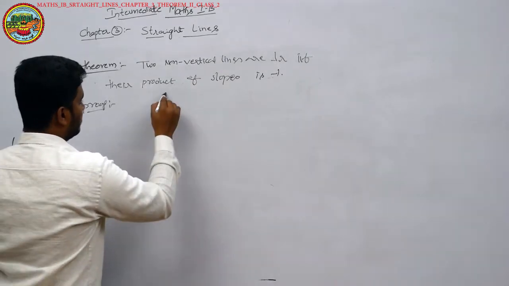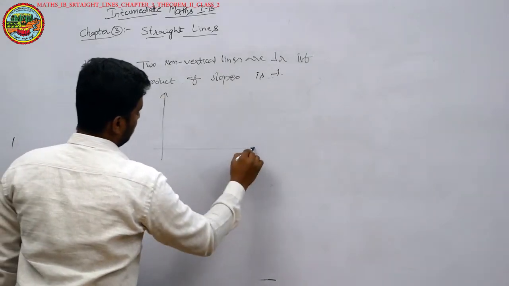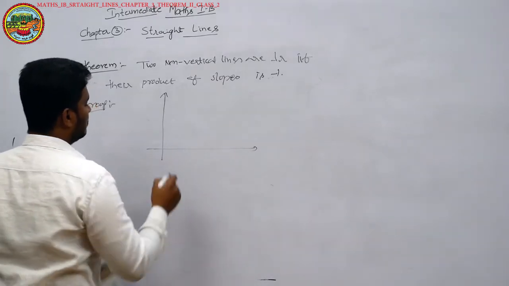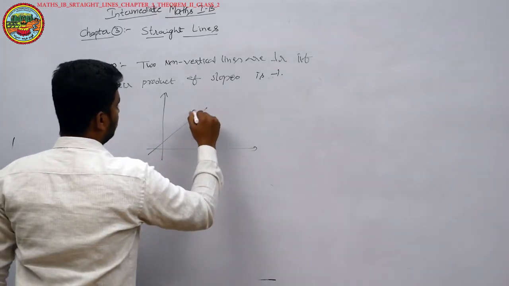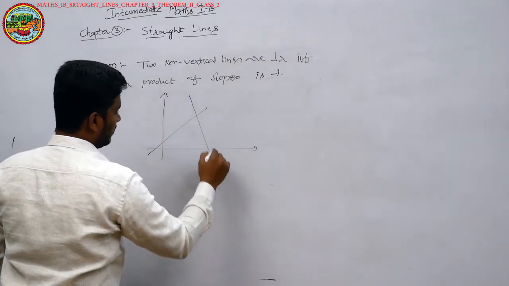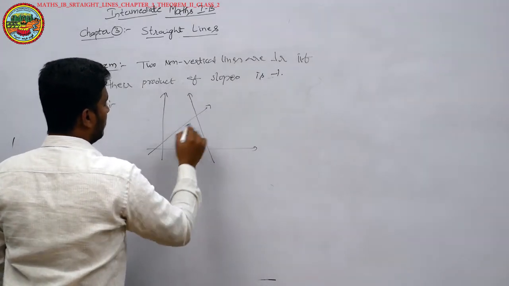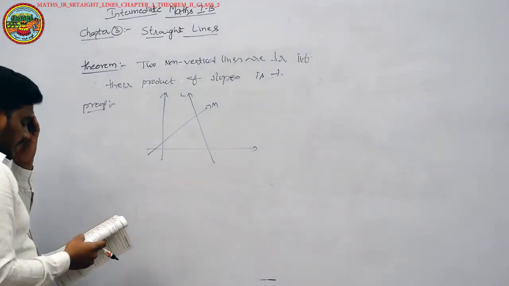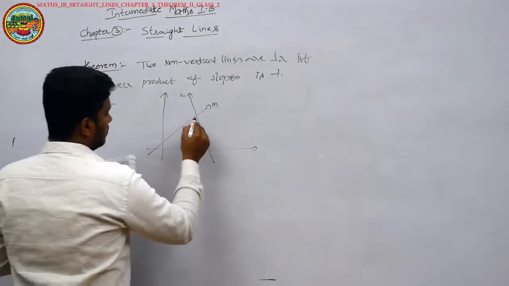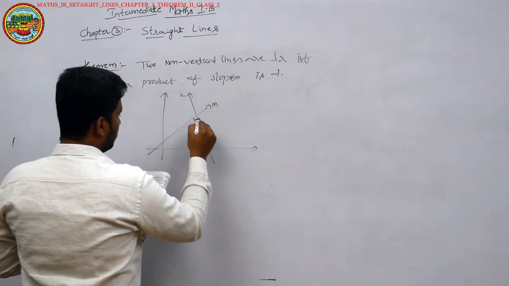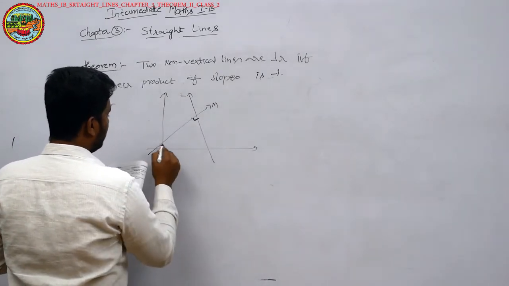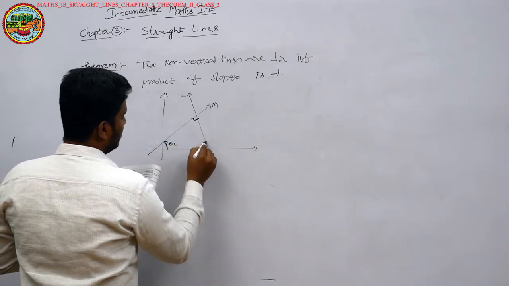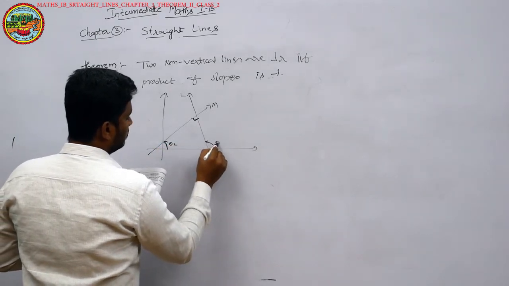So here we have the x-axis and y-axis. Okay, so two perpendicular lines means, here L and M are two lines which are perpendicular to each other. Here is the angle theta 1 and here is the angle theta 2.